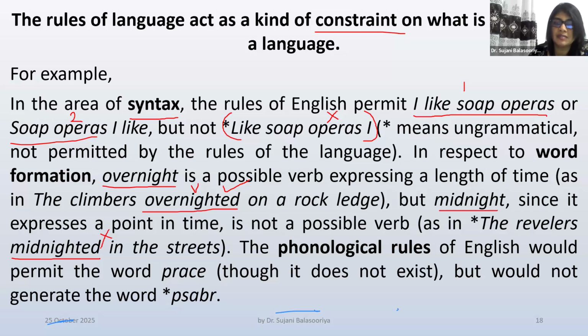Okay, and you have another example from phonological rules. Phonological rules are related to sounds, right? Now there, the last part I'm talking about, the phonological rules of English would permit the word prac, though it does not exist, right? But would not generate the other word. Can you say this? Can anyone of you please pronounce this one that I'm circling now? Can you please?